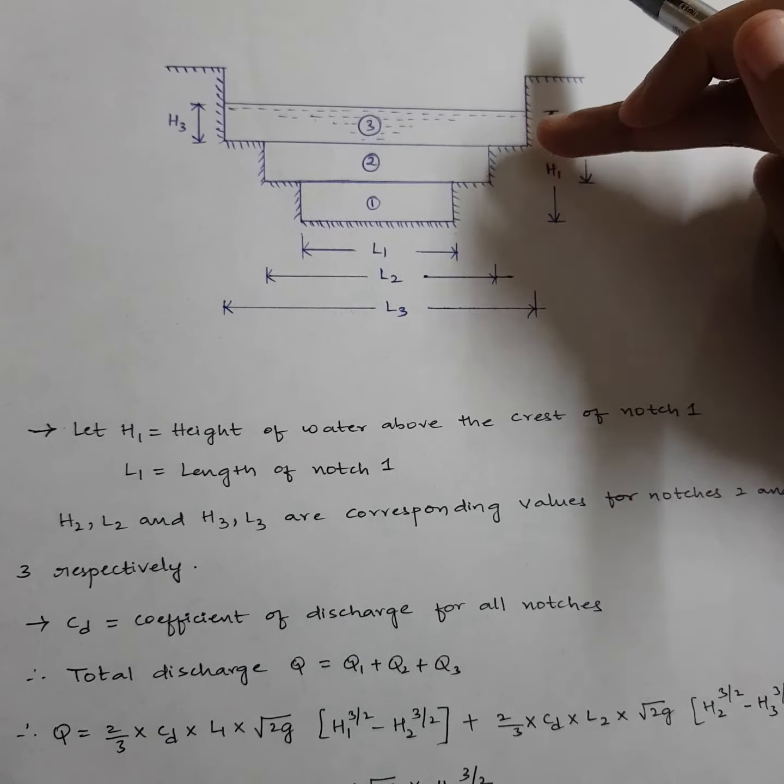So this is the complete expression for the total discharge flowing through a step notch. You need not remember this bigger expression. Why? Because generally we calculate Q1 separately, Q2 separately, Q3 separately, and then we add all the values. But you have to be careful with these values of h, how you are writing them. Alright, so this is the expression for discharge through a step notch, which is easy. Now let's see a problem related to this.